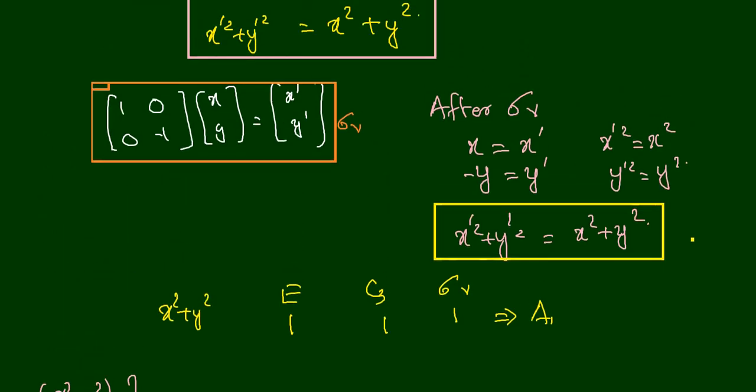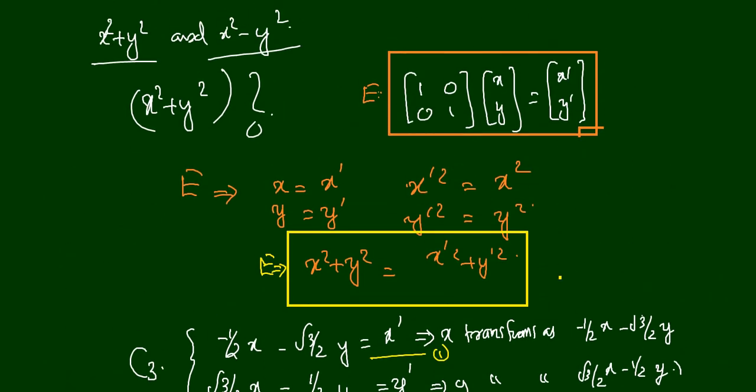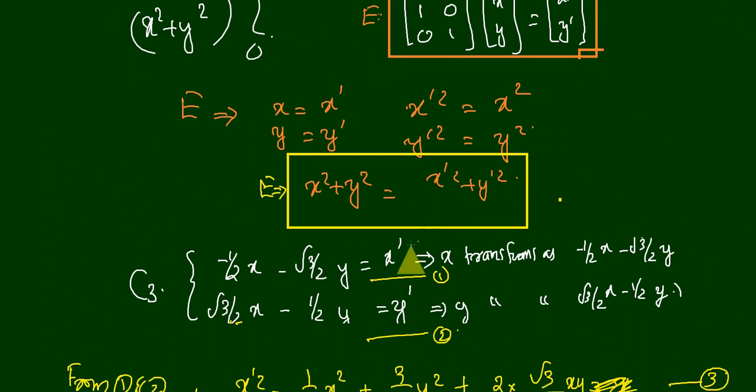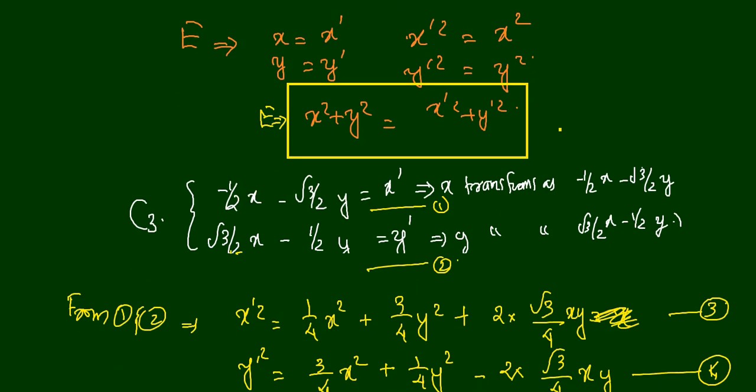x square minus y square during every operation. What happens to this one? We already have the equation for what happens to x and y during every operation. Now it is very easy for us to calculate what happens to x square minus y square. During the operation E, x is equal to x dash and y is equal to y dash, x dash square is equal to x square, y dash square is equal to y square. Therefore, during the E operation, x dash square minus y dash square is equal to x square minus y square.